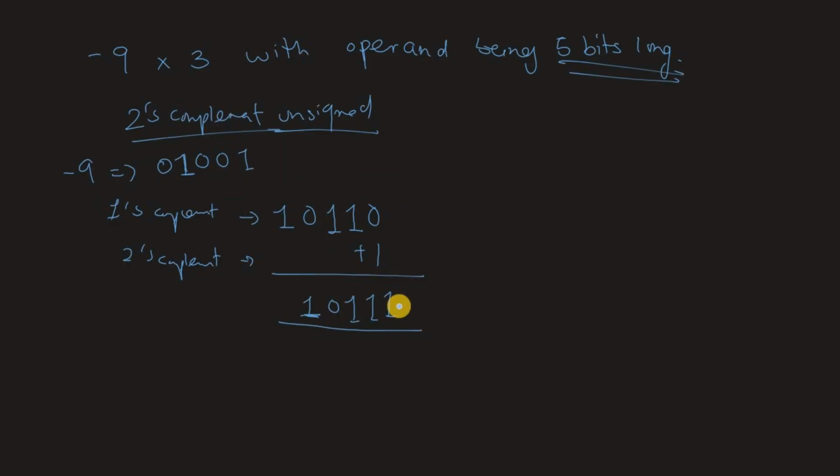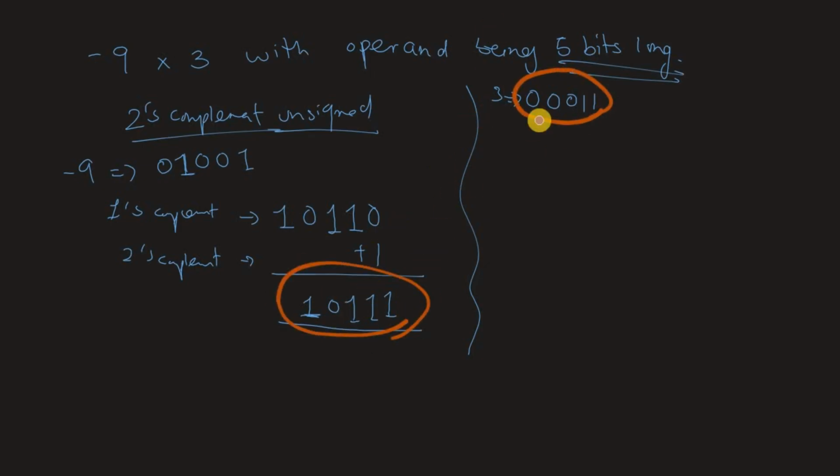Okay, so we have this number in 5 bits. Now we need 3 in 5 bits, and it's not a negative number, so we don't need to convert it into 2's complement. 3, you already know, is 11 in binary, but you need it in 5 bits, so you sign extend it to 5 bits by adding 3 more zeros. Now you have both numbers, 3 and 9, so we just have to multiply them.